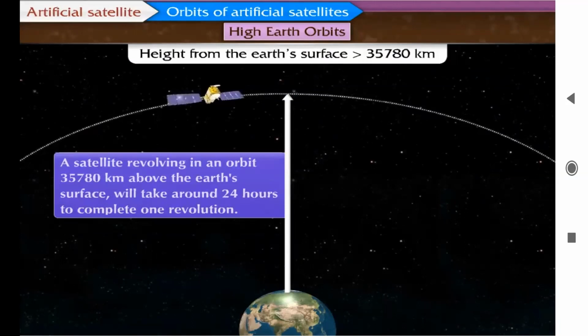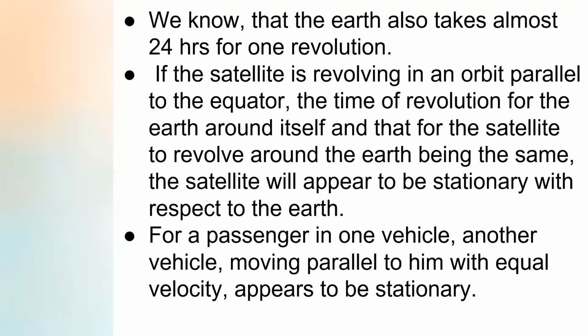How much time will it take, students? It will take 24 hours to complete one revolution. We know that Earth also takes almost 24 hours for one revolution. If the satellite is revolving in an orbit parallel to the equator, the time of revolution for the Earth itself and for the satellite to revolve around the Earth is the same. I explained this in detail yesterday, and I am revising it speedily so that you can remember all the points.